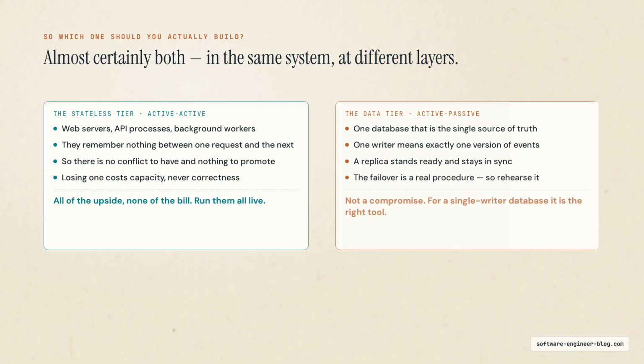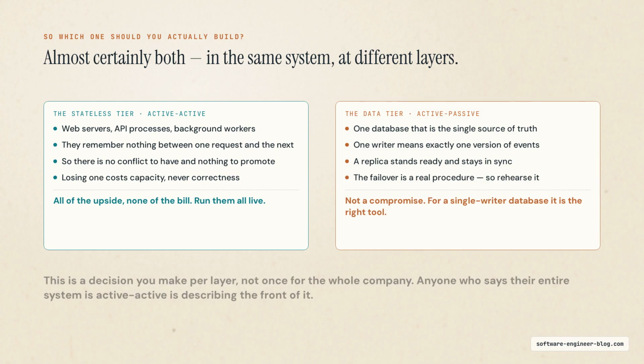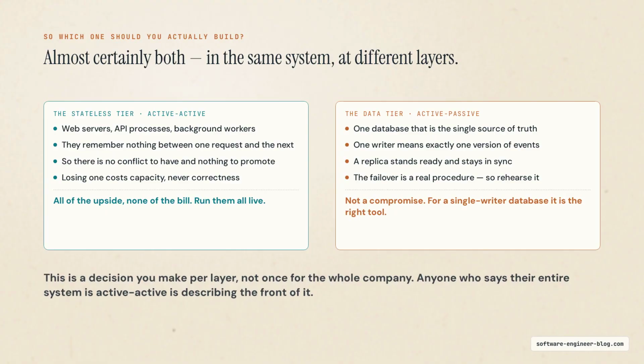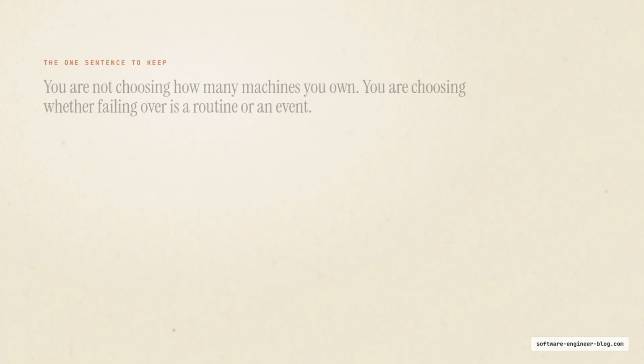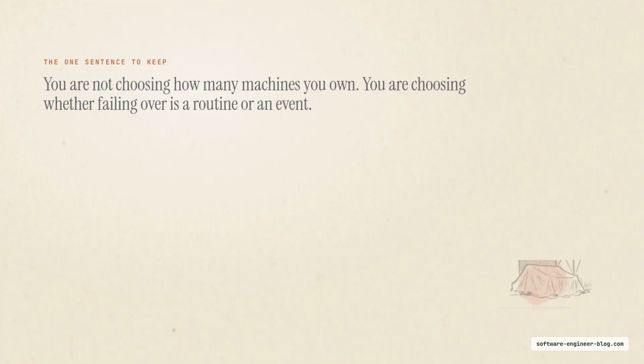The thing to take away is that this is a decision you make per layer and not once for the whole company. Anyone who tells you their entire system is active-active is describing the front of it. Here is the sentence I would keep. You are not choosing how many machines you own. In both designs, you own two.